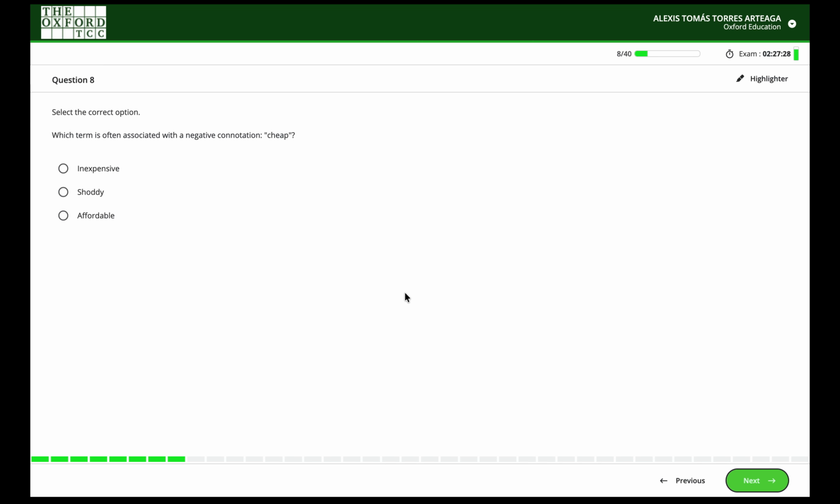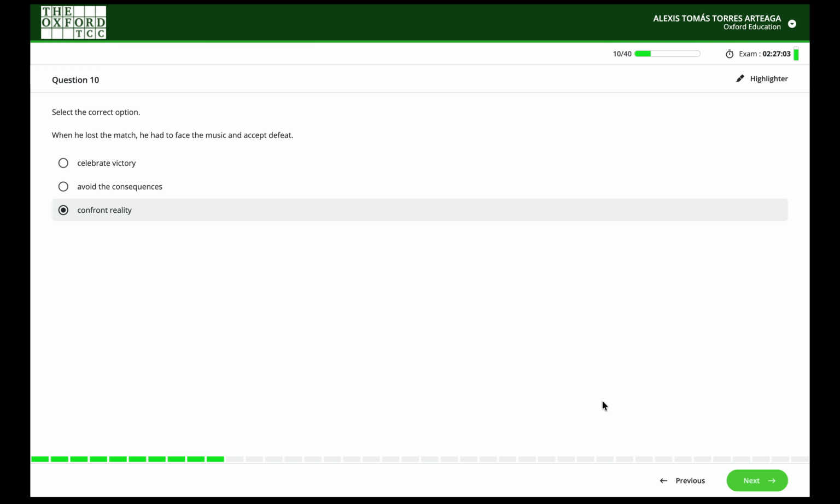Which term is often used with a negative connotation? Cheap, inexpensive, shoddy. Which phrasal verb means investigate something thoroughly? Fall through, roll out, dig into. When he lost a match, he had to face the music and accept defeat. To confront reality.